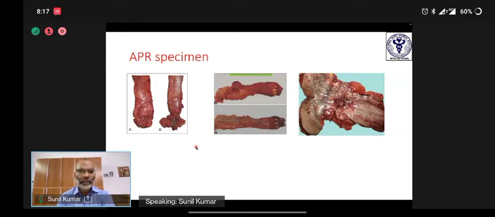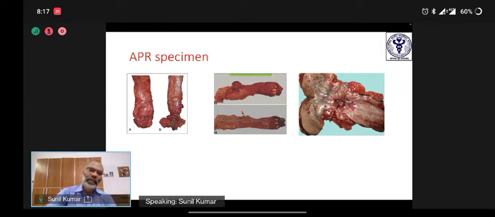Then comes another specimen of rectum, or specimen of colectomy with clearly seen anal region or anal canal. If that is so, here I have kept the serosal surface, where you can see the tinea clearly running over the surface, and that is also including the anal canal. So you can safely say that this is an APR specimen.